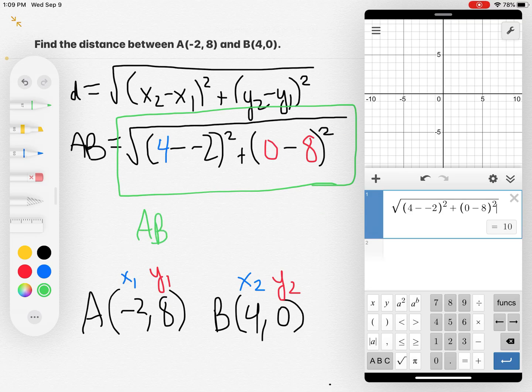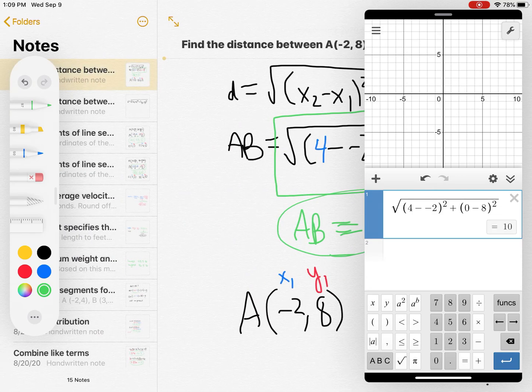Desmos tells us that the length of line segment AB, or the distance between A and B, is 10. That's all we've got to do. The trickiest part of this is just getting everything plugged into the formula correctly. Let's try one more.